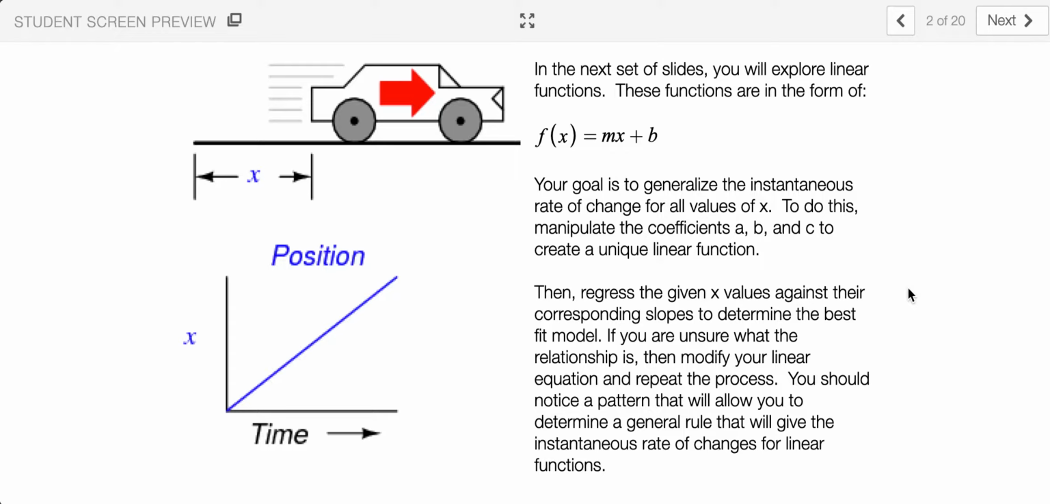To do this, manipulate the coefficients a, b, and c to create a unique linear function. Then regress the given x values against their corresponding slopes to determine the best fit model. If you're unsure what the relationship is, then modify your equation and repeat the process. You should notice a pattern that will allow you to determine a general rule that will give the instantaneous rate of changes for linear functions.